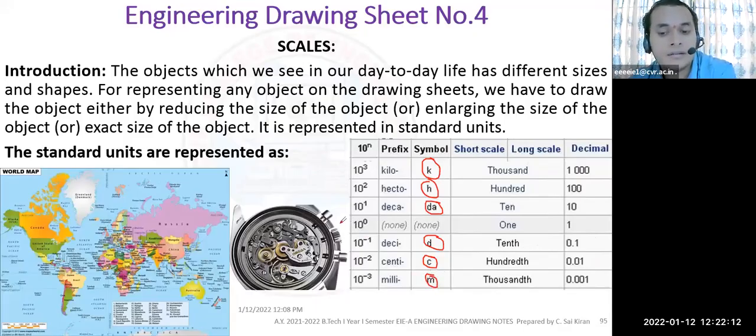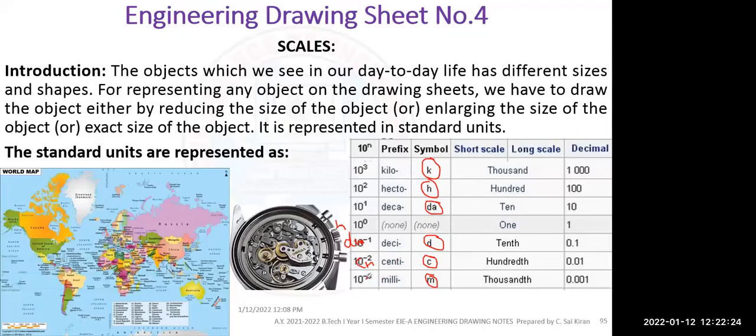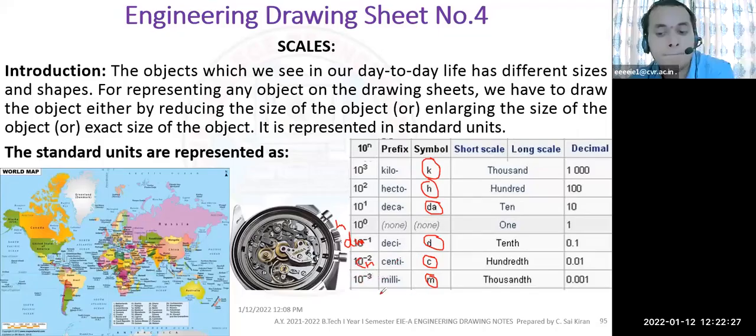So if I take the standard unit as meter, this becomes dm, decimeter. Wherever I write dm, it is called decimeter. Wherever I write small cm, it is called centimeter. Wherever I write small mm, it is called millimeter. Wherever I write dam, all small letters, it is called decameter. Wherever I write hm, small h and small m, it is called hectometer. Wherever I write km, it is kilometer. These are the standard things you have to understand before starting the scales.